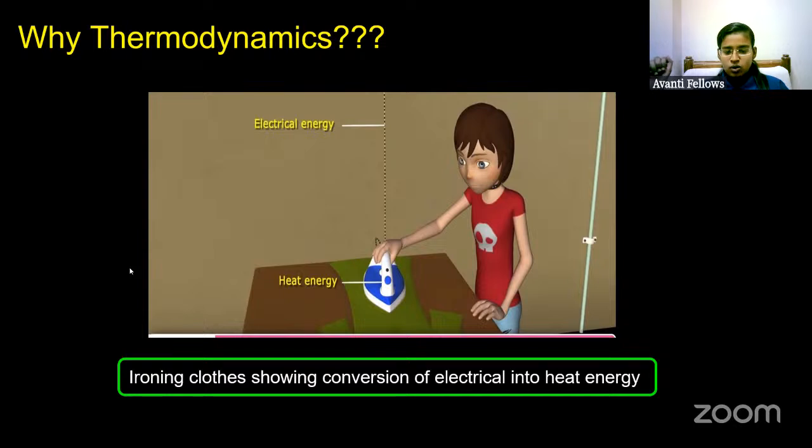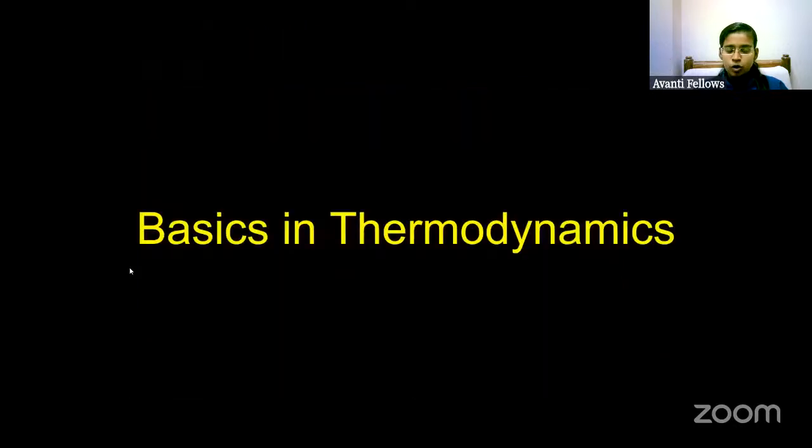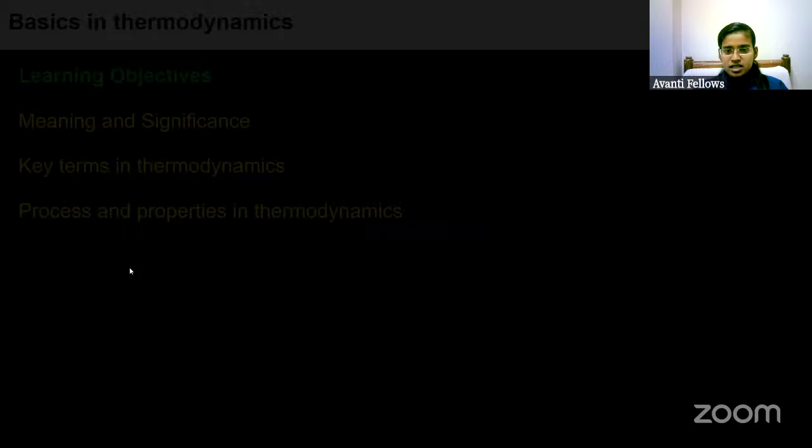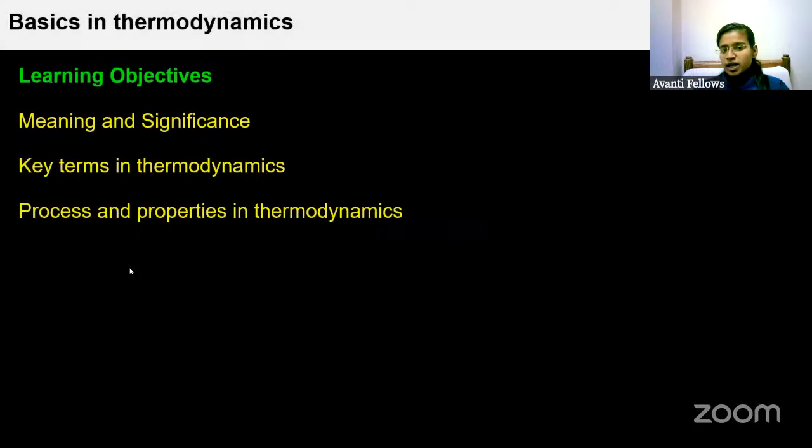Now let's go for the basics in thermodynamics. In the basics, I'm going to cover three topics. One is meaning and significance. Second is the key terms which we are going to use in thermodynamics. And thirdly, the process and the properties in thermodynamics. These are all the basic things we should know before entering into thermodynamics. Let me start with the meaning and significance.